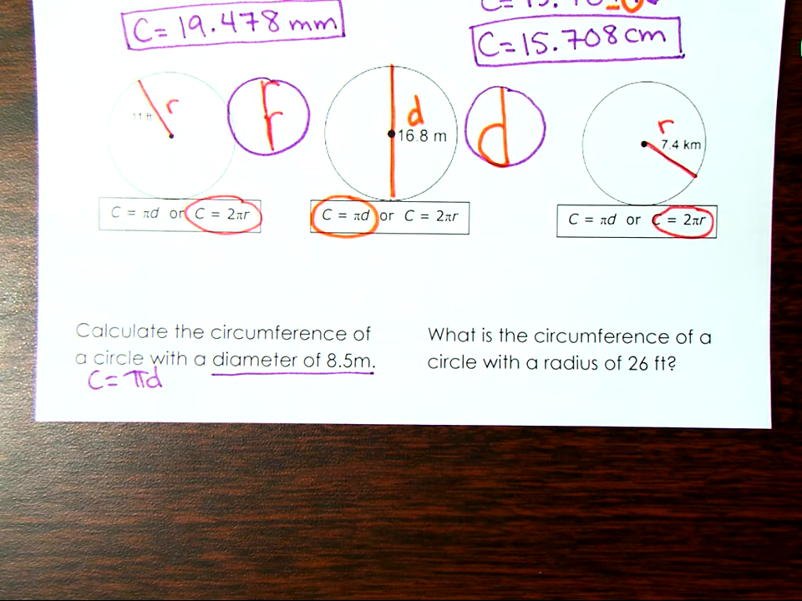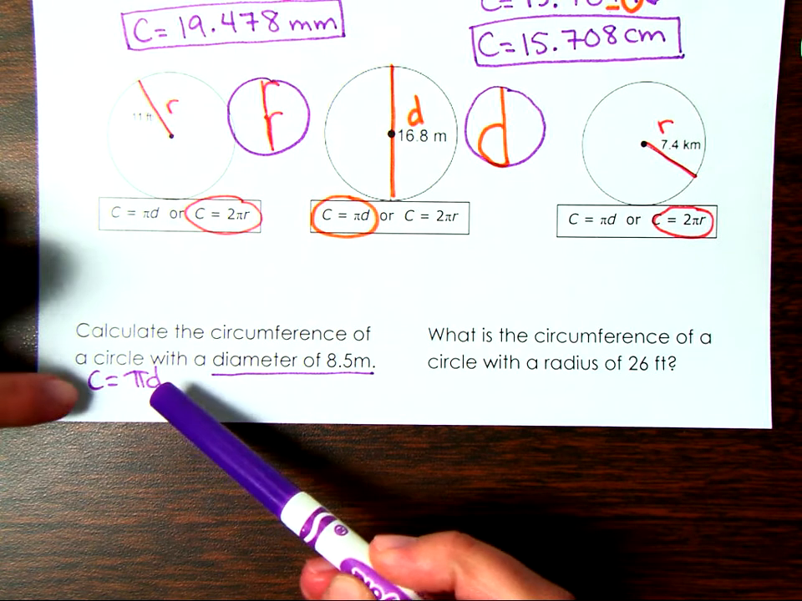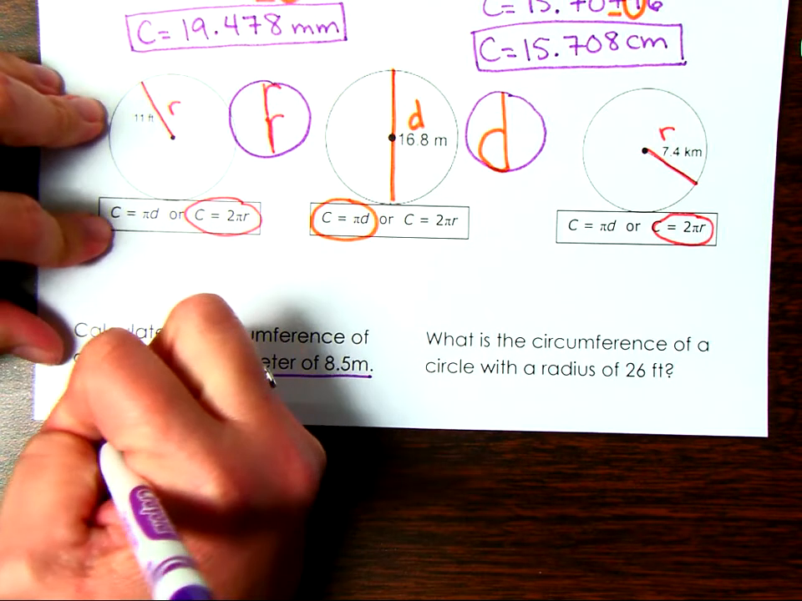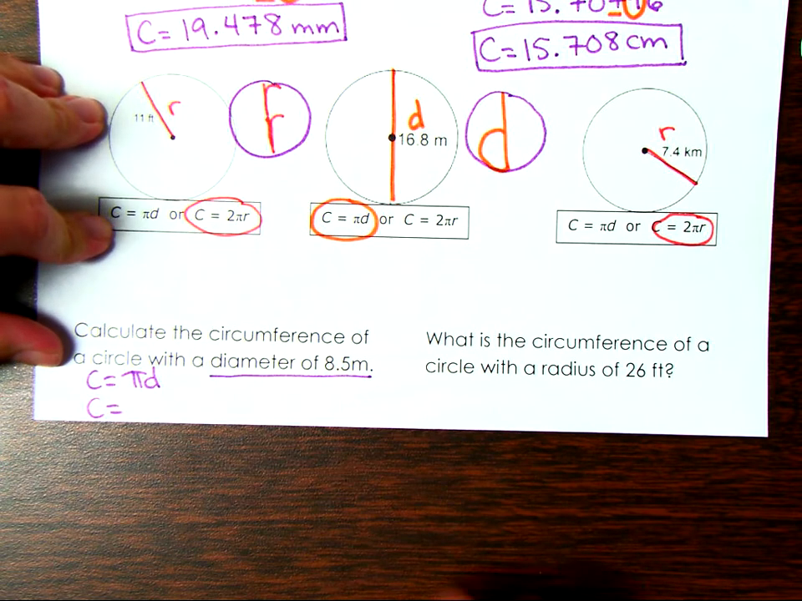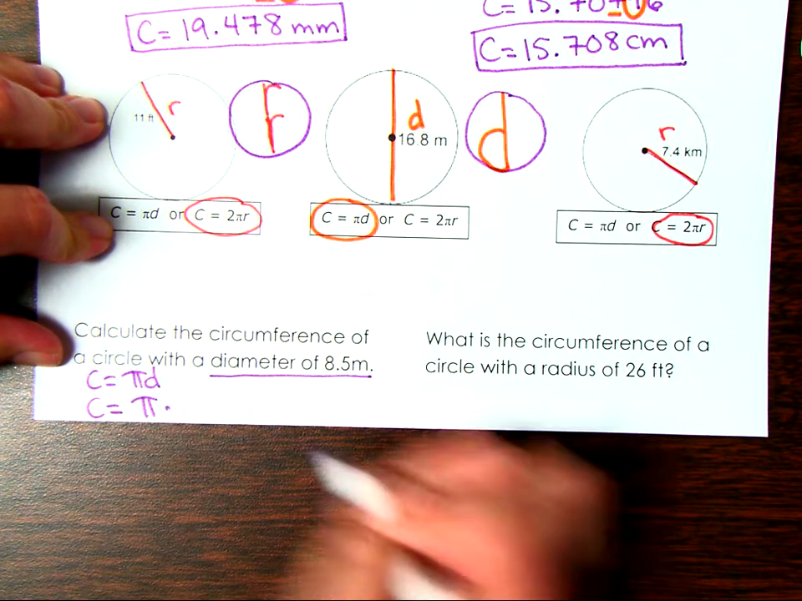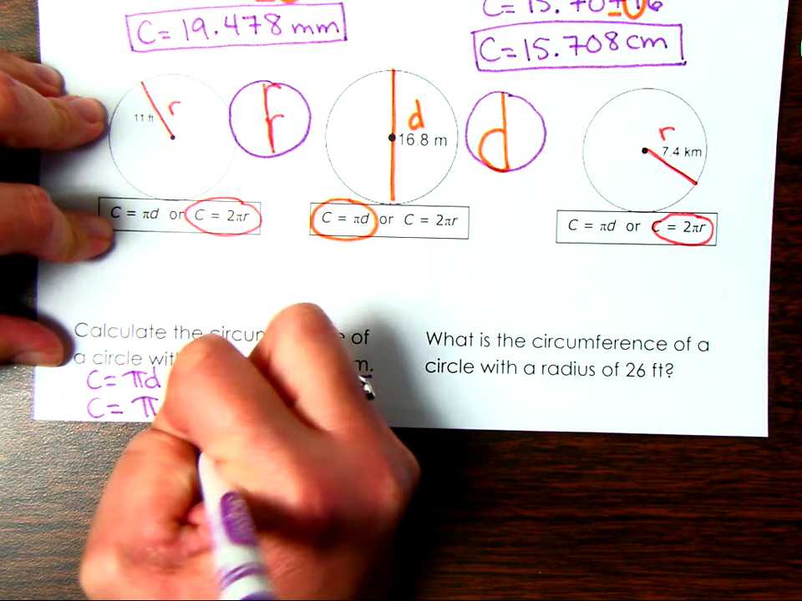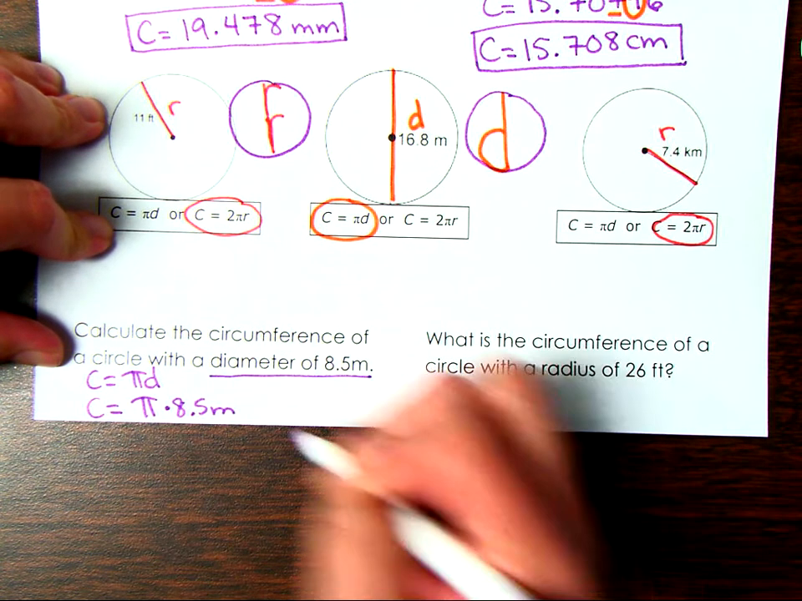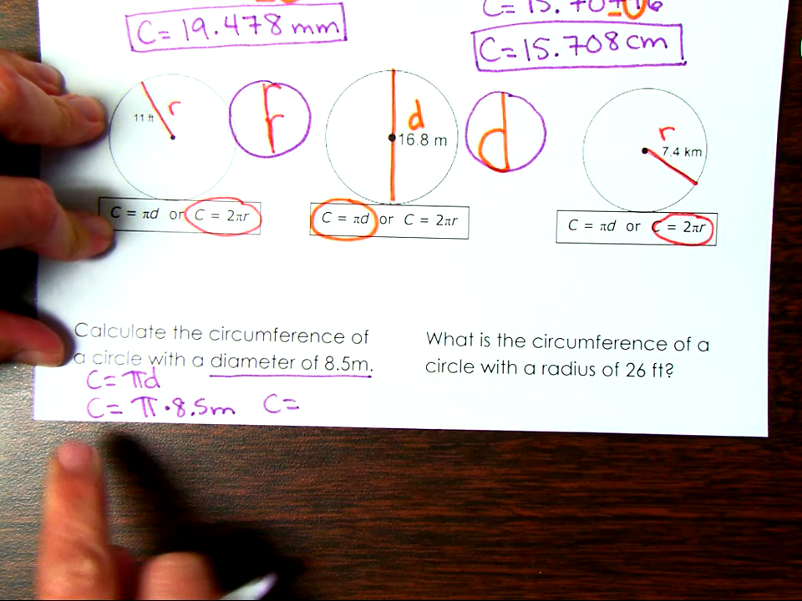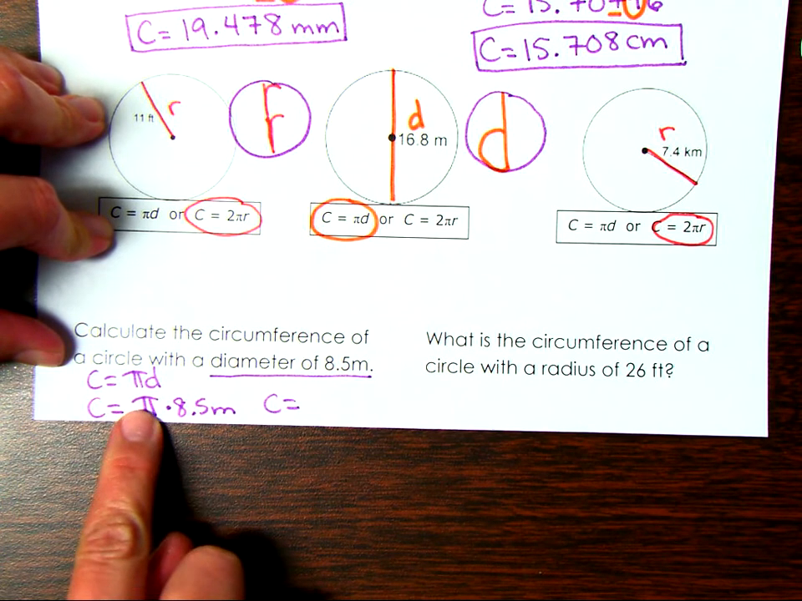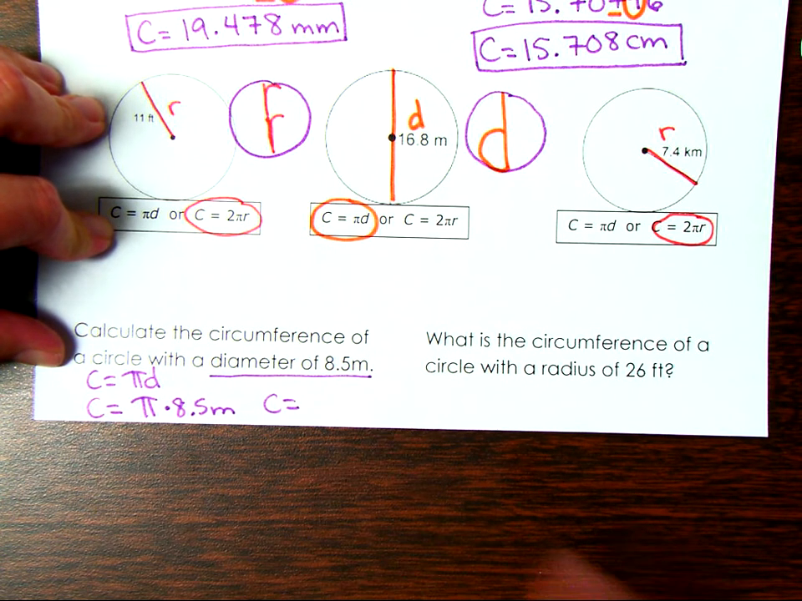So when you're showing your work on your paper, you always want to start with your formula. Next is your equation. So we're going to keep pi. The diameter is 8 5/10 meters. And then we're going to get our answer. So it's always going to be formula, equation, then your answer. That's how you show your work.